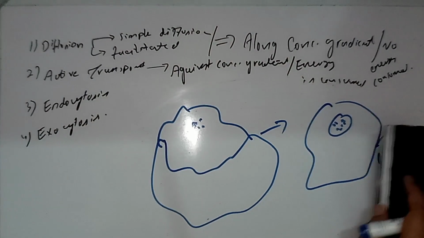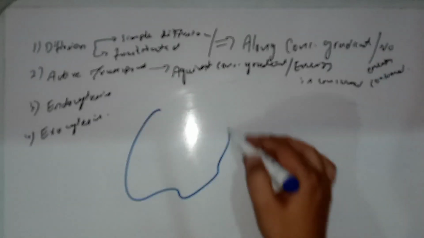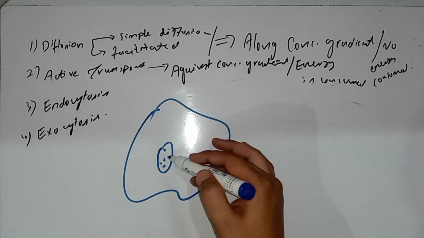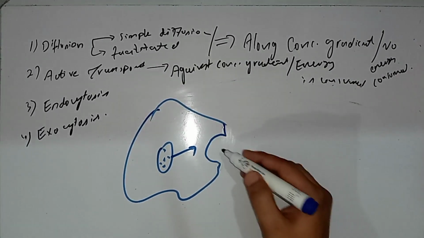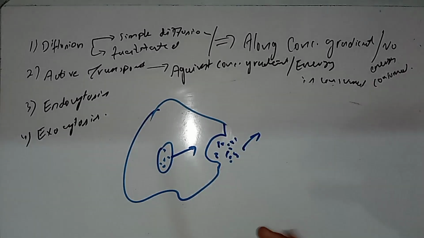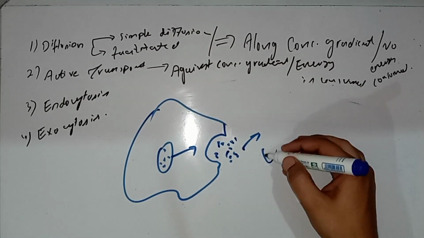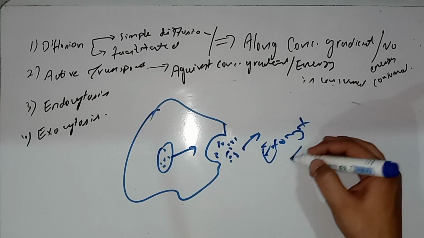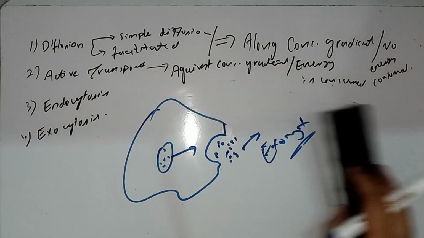So what is exocytosis? In exocytosis, the cell releases some molecule. For example, this is a cell here and here is some vesicle. It comes here, fuses with the cellular membrane and pours its substances outside, as we study in the release of acetylcholine at synapses and so on. So it is an example of exocytosis. This is the general concept of endocytosis and exocytosis.